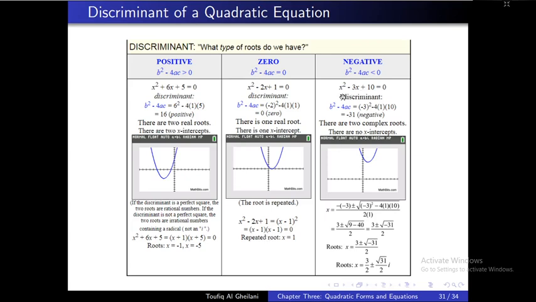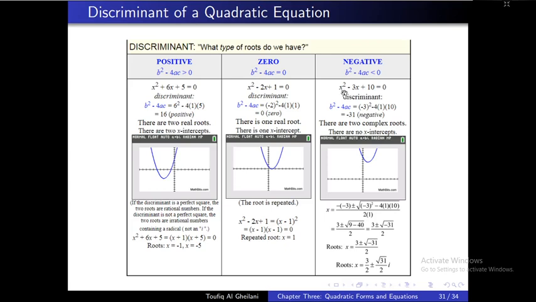Here is another example, x squared minus 3x plus 10 equals 0. So for this equation, the discriminant is b squared minus 4ac. What's the value of b? The coefficient of x is minus 3, squared, minus 4 times a, the value of a is 1 here, times the value of c, the constant term, which is 10. So here 9 minus 40 will give me minus 31, negative. So there are two complex roots.